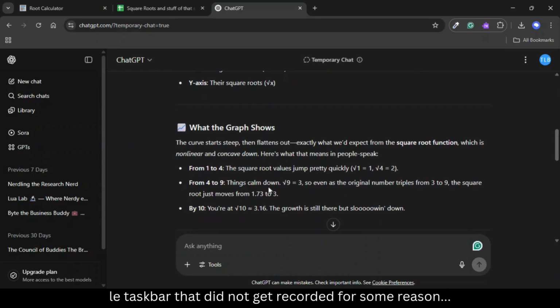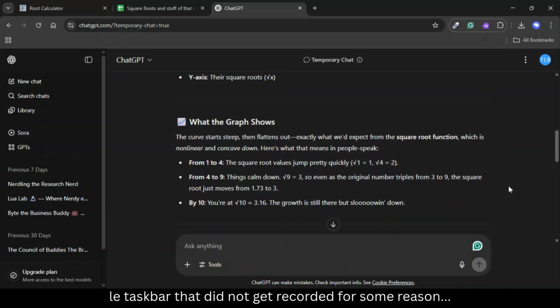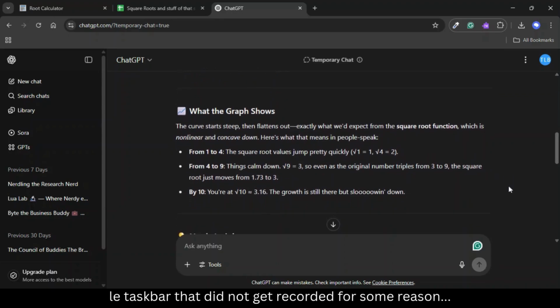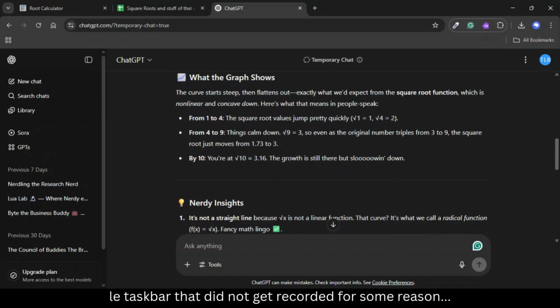From 1 to 4, the square root values jump pretty quickly. Square root of 1 equals 1. Square root of 4 equals 2. From 4 to 9, things calm down. Square root of 9 equals 3. So even as the original number triples from 3 to 9, the square root just moves from 1.73 to 3. By 10, you're at square root of 10 equals about 3.16. The root is still there, but slowing down.